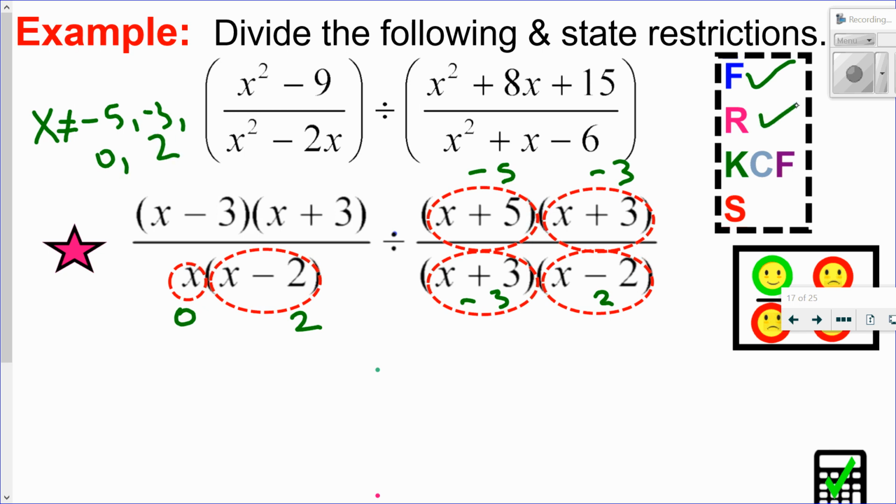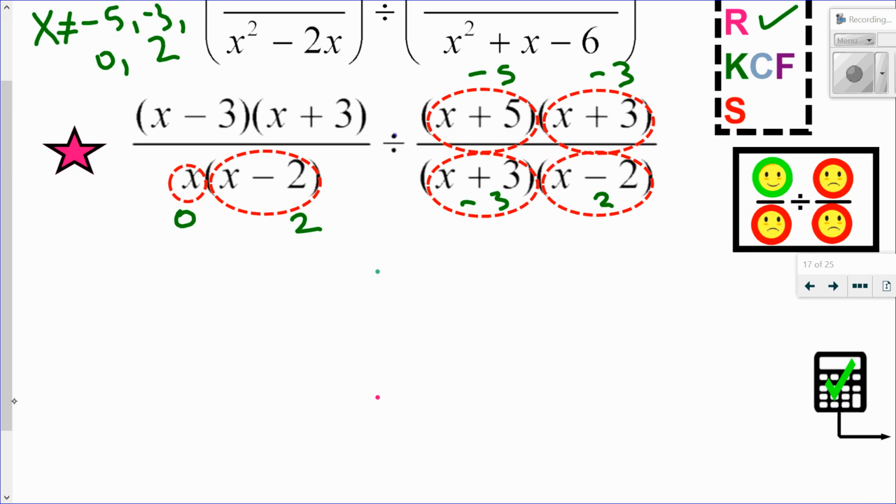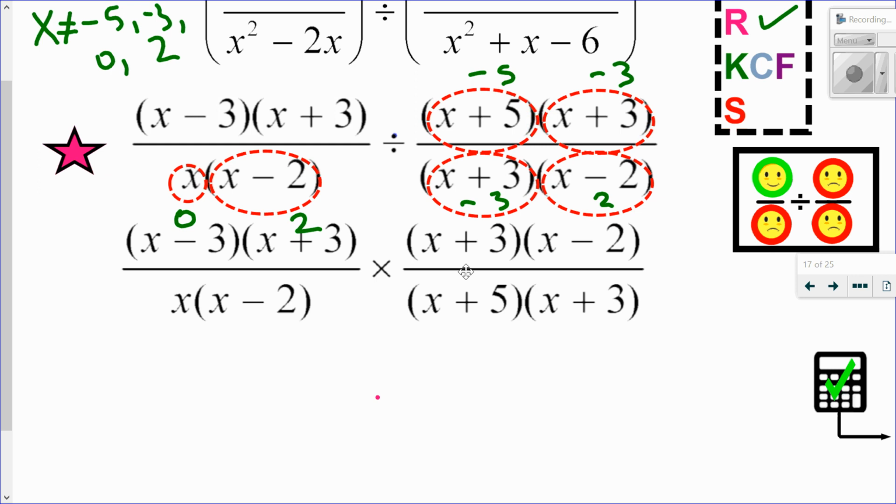Now I am going to move to the keep, change, flip. I keep my first fraction the same, I change division to multiplication, and I flip my second fraction. And now I like to move on to simplifying. When simplifying, I am looking for common factors in the numerator and the denominator.